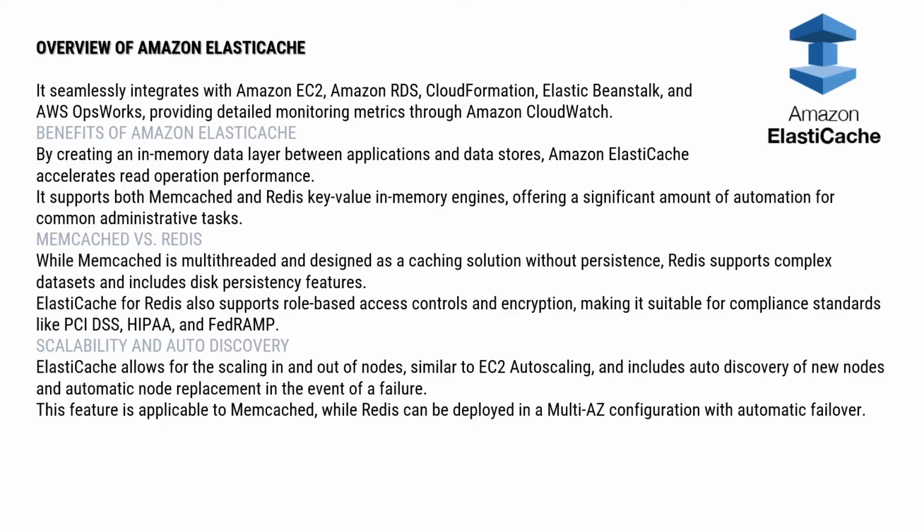ElastiCache allows for the scaling in and out of nodes, similar to EC2 Auto Scaling, and includes auto discovery for new nodes and automatic node replacement in the event of a failure. This feature is applicable to Memcached, while Redis can be deployed in a multi-AZ configuration with automatic failover. So Amazon ElastiCache offers a powerful automated solution for managing in-memory caches, supporting both Memcached and Redis engines with distinct features and benefits.